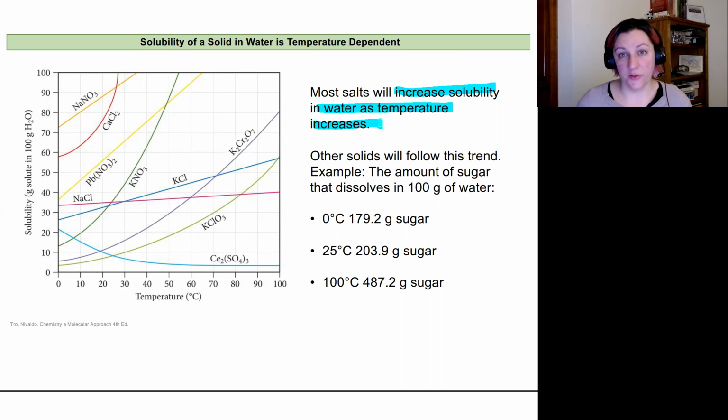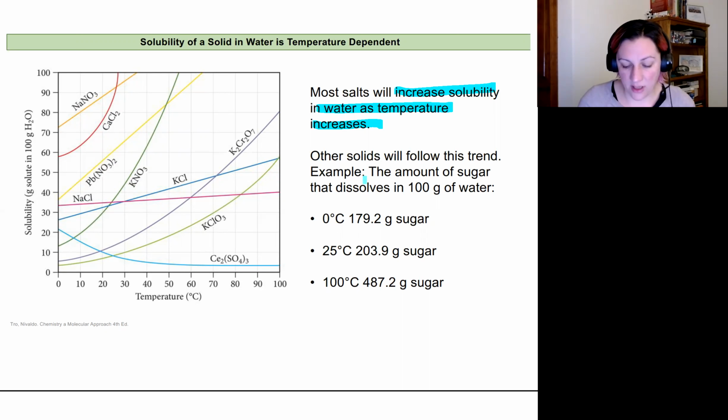And that's why when you make simple syrup, you apply heat and you see a lot more of the sugar dissolves in the water than when it was at room temperature or even in cold water. And I actually have this graph here as well that shows a lot of different solids. But continuing on the sugar example, I've pulled that out as well from a separate source.